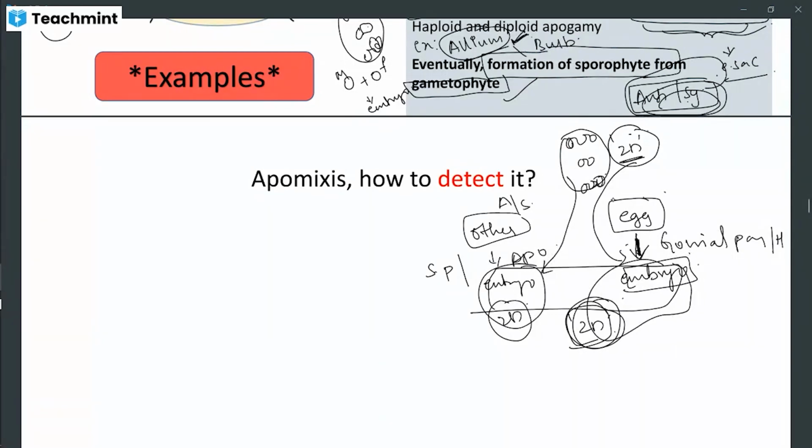Okay, so the name is just, if it forms from the egg, it is known as parthenogenesis. If it is formed from other than the egg cell, it is known as somatic parthenogenesis or apogamy. Hope I am clear now. Whenever the embryo sac is haploid, then the embryo will be haploid.